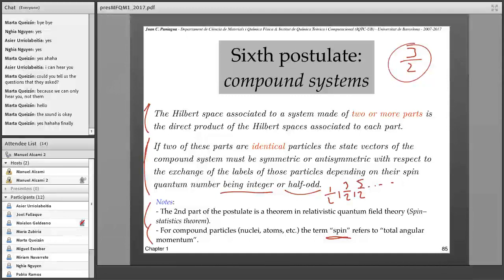In statistical mechanics, for instance, very often we treat complete atoms as single particles, and then the spin of the atom is the total angular momentum, the J, the sum of electronic, orbital, and spin angular momenta.